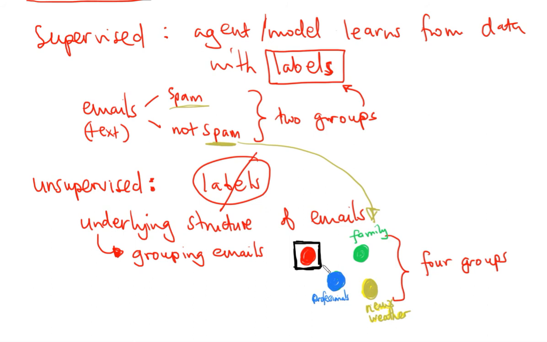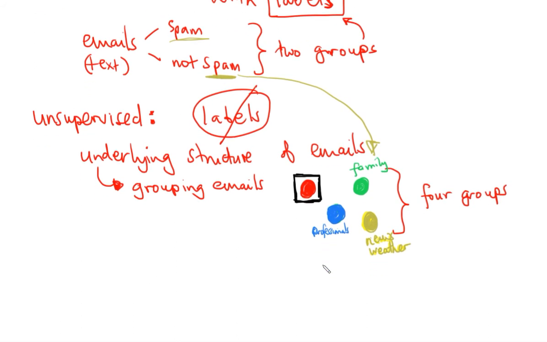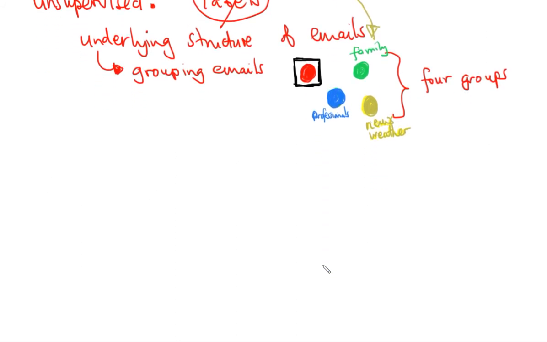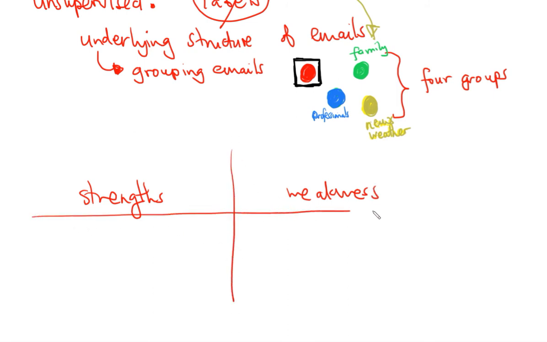So it is very advantageous to use unsupervised learning when the task is not narrowly defined. When the task is narrowly defined, you use supervised learning. So let's look at some strengths and weaknesses of unsupervised learning, and then we'll discuss supervised and unsupervised in this.